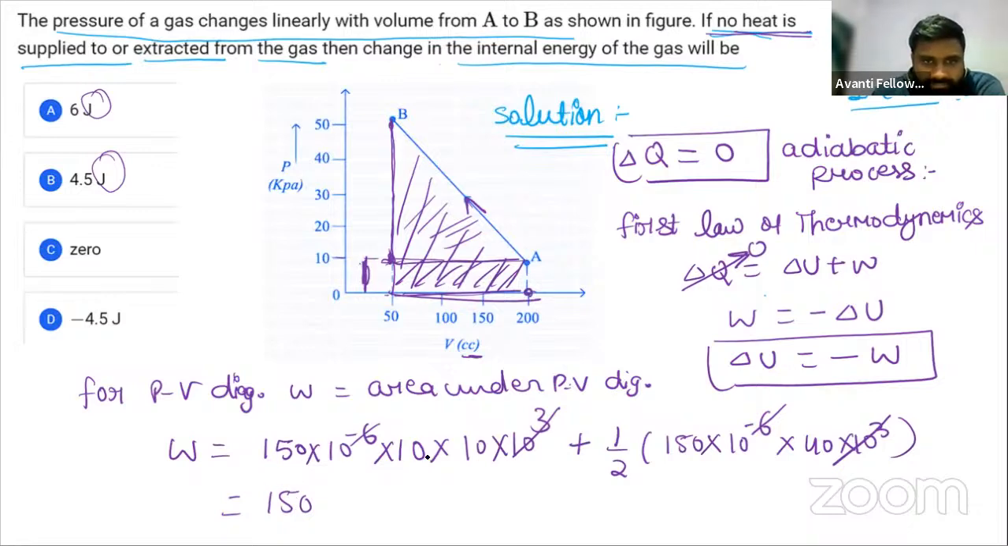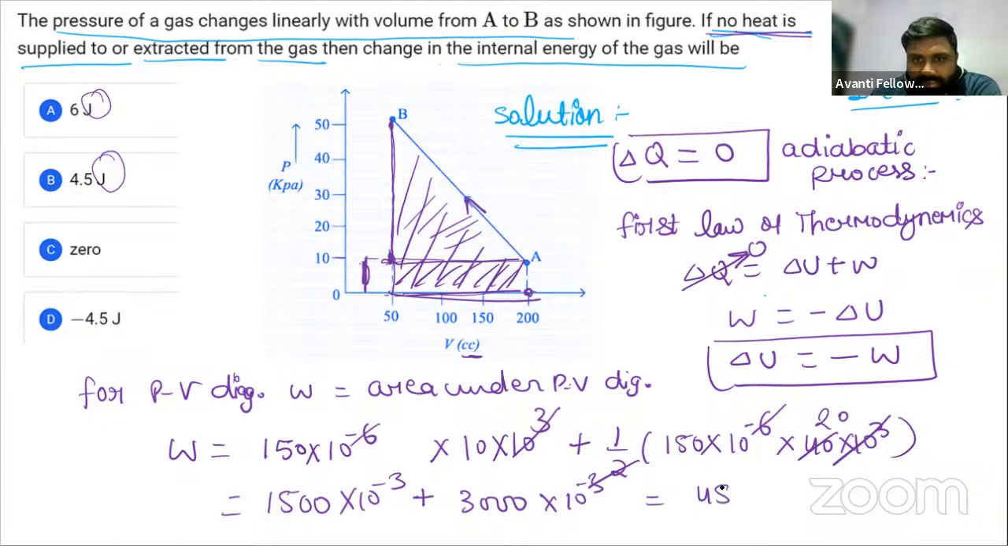It is 10 into 10 raised to the power 3. So 150 into 10 will become 1500, times 10 raised to the power minus 3. Plus, this 2 will cancel out with this 40, giving 20. So 20 times 150 will become 3000, times 10 raised to the power minus 3. So you can say this is 4500 times 10 raised to the power minus 3, which will become 4.5 joules of work.